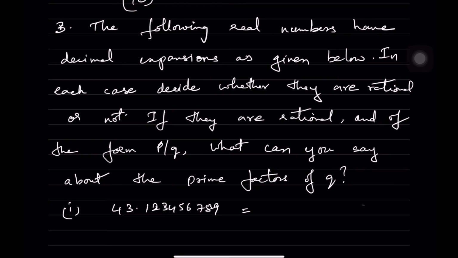Numbers have decimal expansions as given below. In each case, decide whether they are rational or not. If they are rational and of the form p by q, what can you say about the prime factors of q? The first question given is 43.12345678. So how many numbers are we having after the decimal? 3, 4, 5, 6, 7, 8, 9.